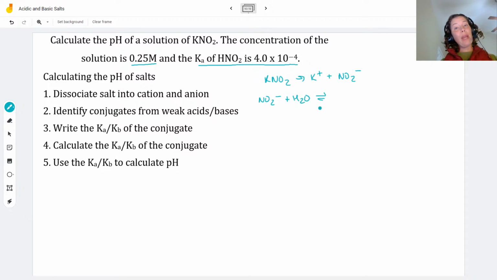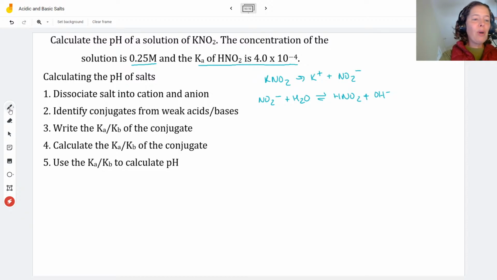Well, it's a base, so it's going to accept a proton, which means it goes back to nitrous acid, and then we have hydroxide left over from the water. So remember, it's taking a proton from your water, so instead of H2O, this becomes OH. That's a connection that students sometimes have a hard time making, and I think it's because we change the order of the hydrogen and the oxygen. We don't write it HO, we write it OH, but it is the same thing.